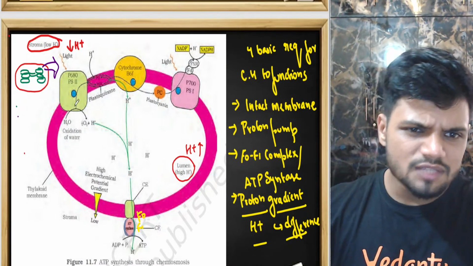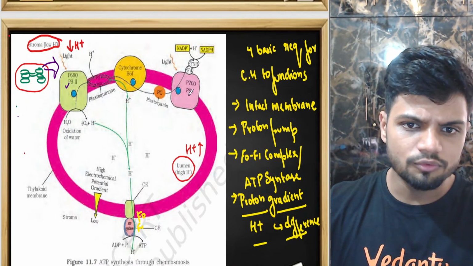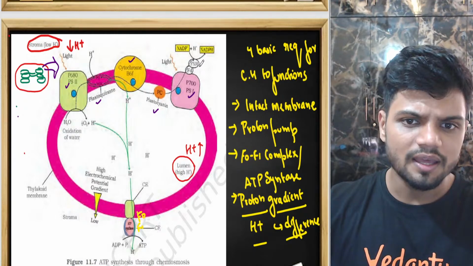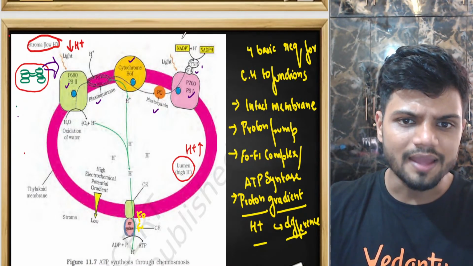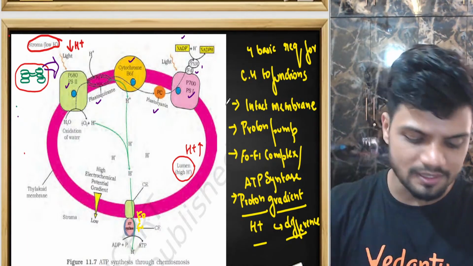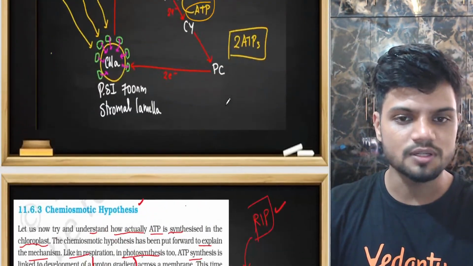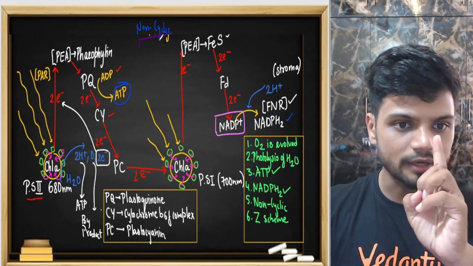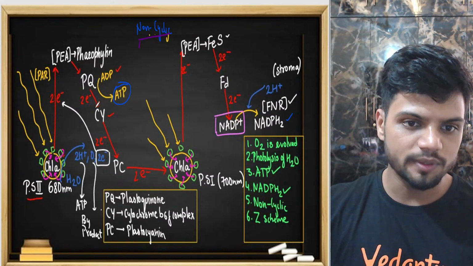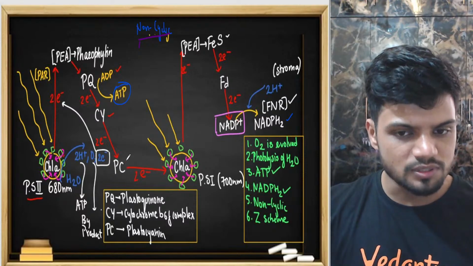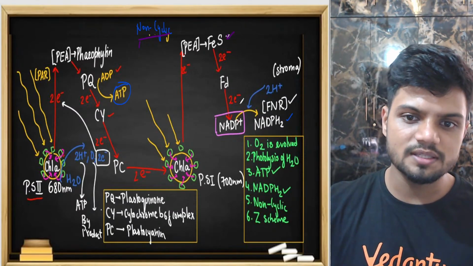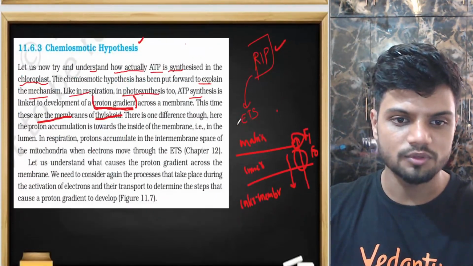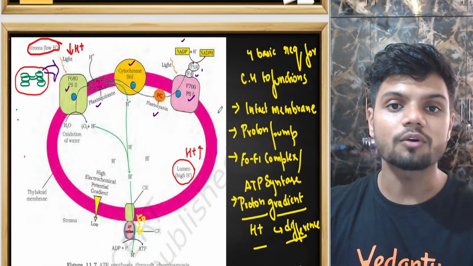Now students, is this familiar to you? Photosystem 2, photosystem 1, plastoquinone, cytochrome B6F complex, plastocyanin, FNR, FD, and NADP+. Have you seen this somewhere? Yes, we have, students. If you go back to your non-cyclic photophosphorylation, which is happening on the thylakoid: photosystem 2, plastoquinone, cytochrome B6F complex, plastocyanin, photosystem 1, FeS, FD, FNR, NADP+. The same thing is mentioned right here on the thylakoid membrane.